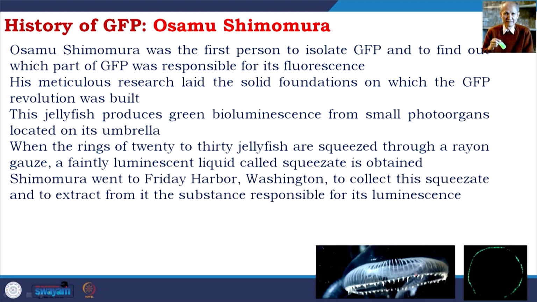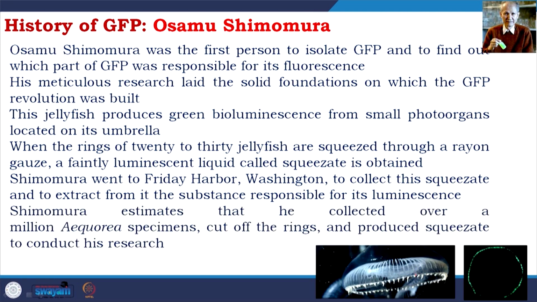Shimomura went to Friday Harbor in Washington to collect this squeezate and to extract from it the substance responsible for its luminescence. Shimomura estimated by his own count that he collected over 1 million Aequorea specimens, cut off the ring, this ring, and produced squeezate to conduct his research.